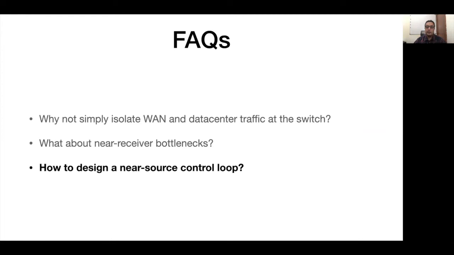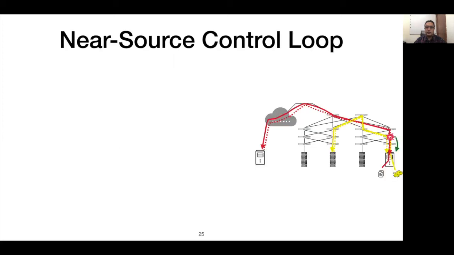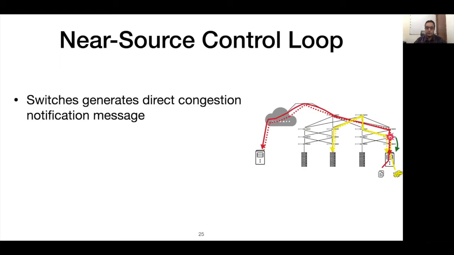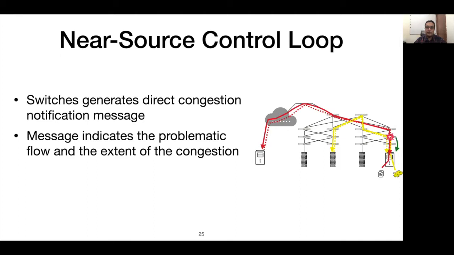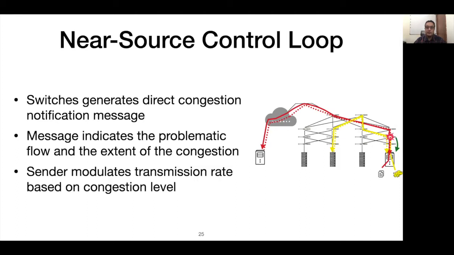The third question is, how did we design the near source control loop, or how did we make the design choices that led to Annulus? To answer that question, I'll first give an overview of how the near source control loop works. On queue buildup, a data center switch generates a direct congestion notification message that is routed to the sender. The message indicates the problematic flow and the extent of the congestion. The sender modulates the transmission rate of the problematic flow based on the congestion level conveyed in the congestion notification message. As you can see, this design is fairly generic.